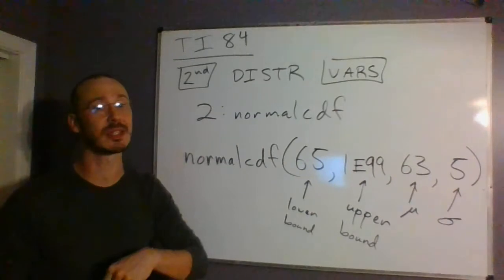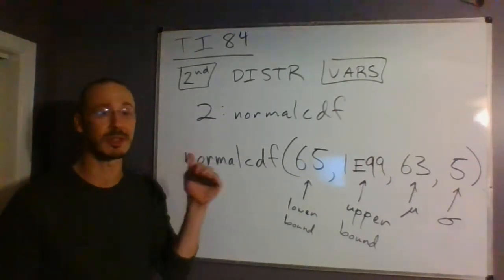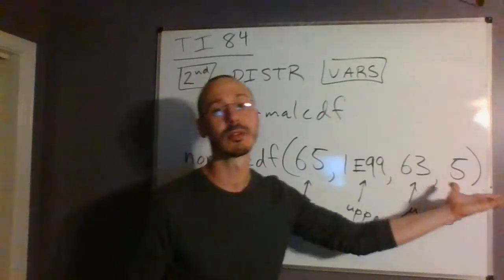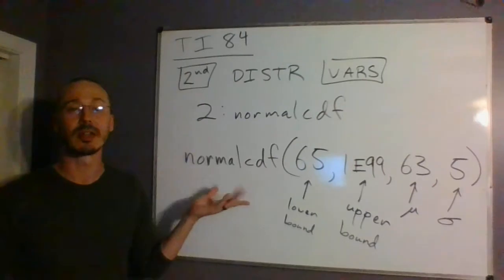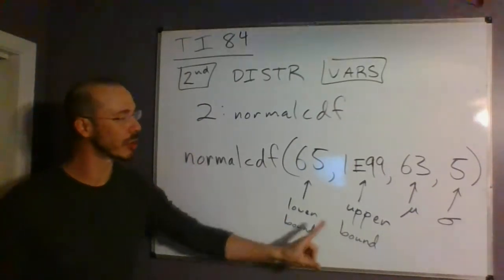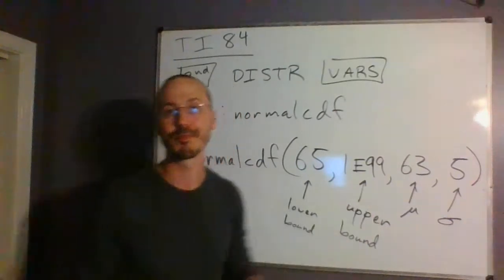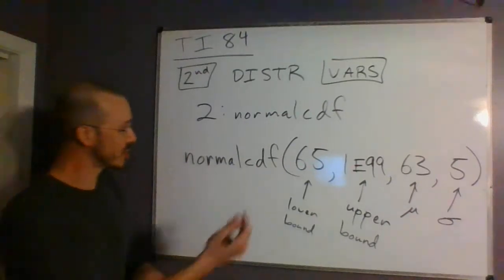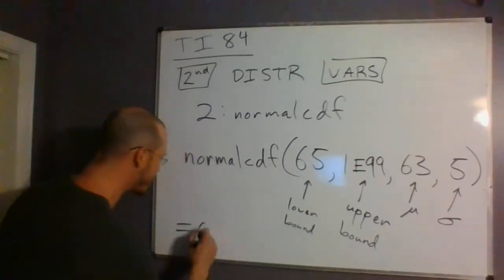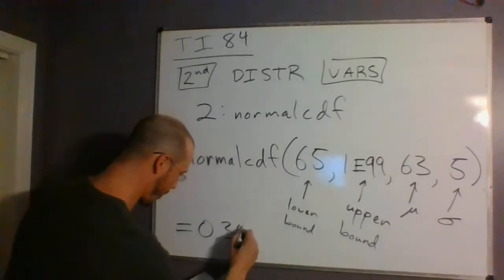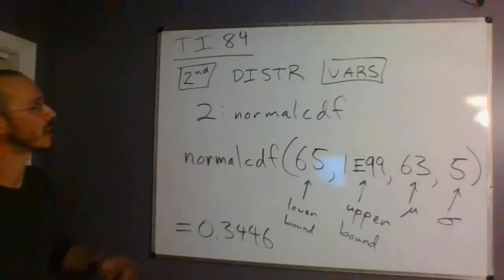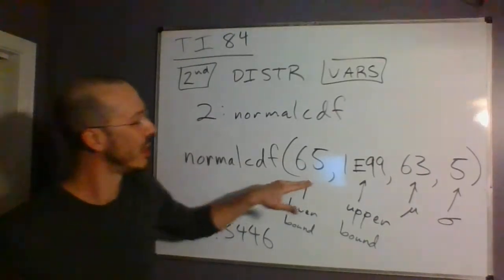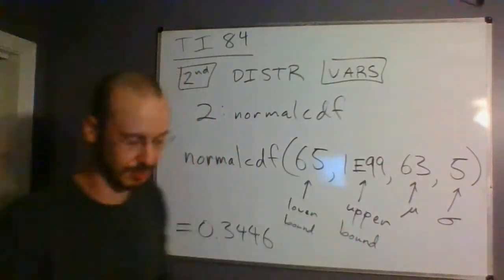We did the same thing with the TI-36, but it was one input at a time in a menu. This is all in one function. And it's a great way to write it if you can remember that they need to be in the order lower, upper, mu, sigma. All right. And then this should give you that same number, 0.3446. So try this with your TI-84 or TI-83. Make sure you can find the normal CDF and input these, they have to be in this order.